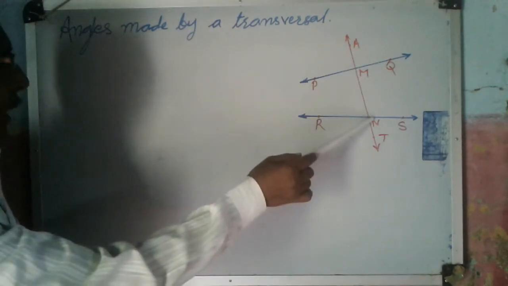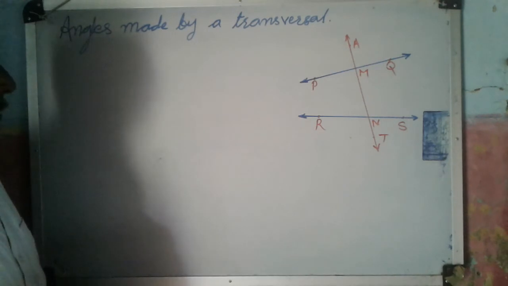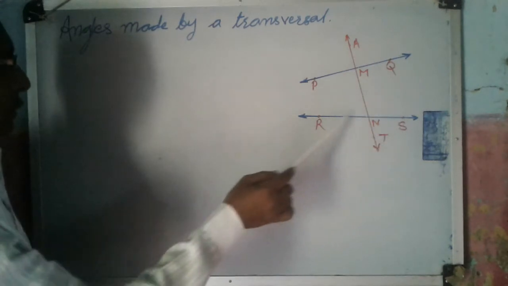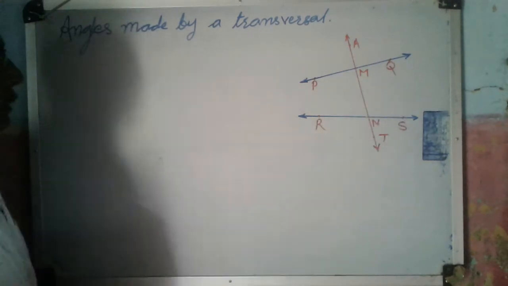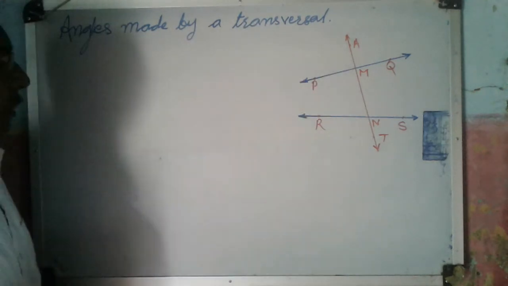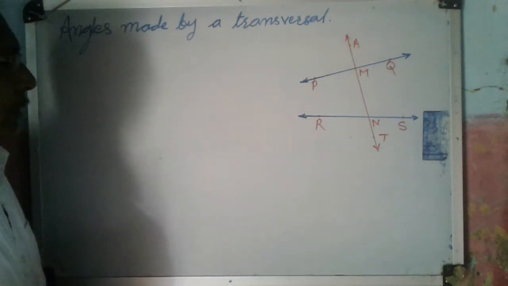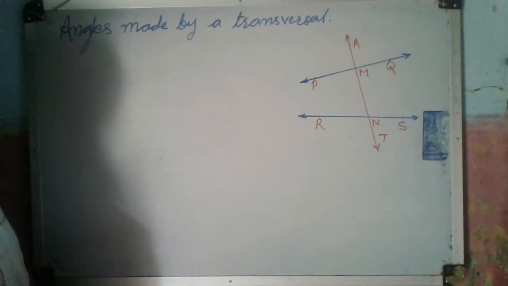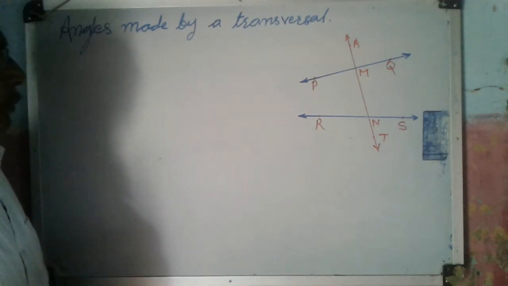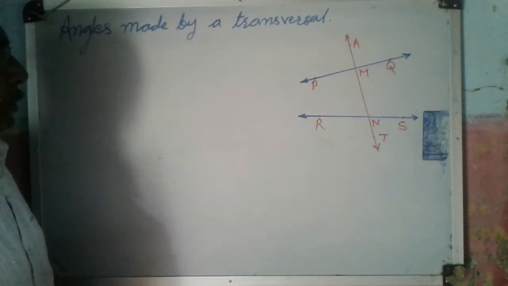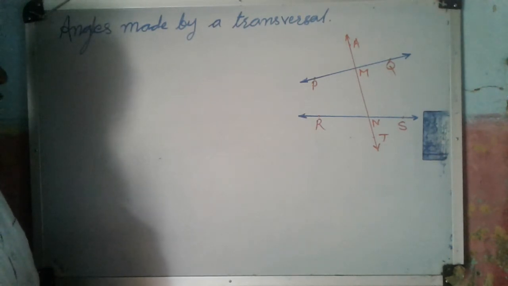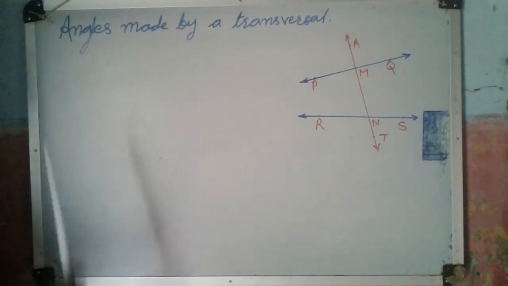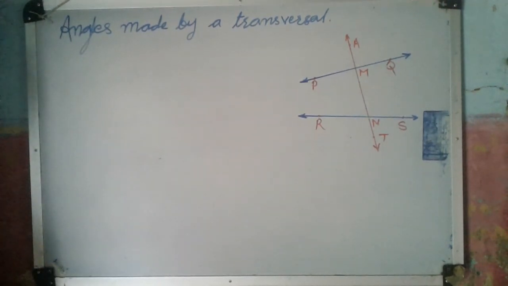Also at point N, four angles are formed. These angles are angle MNR, MNS, RNT, SNT. That means at each point of intersection, 4 angles are formed, so total 8 angles are formed. That means when a transversal intersects two lines at two distinct points, then total 8 angles are formed, and these 8 angles are grouped in different pairs.